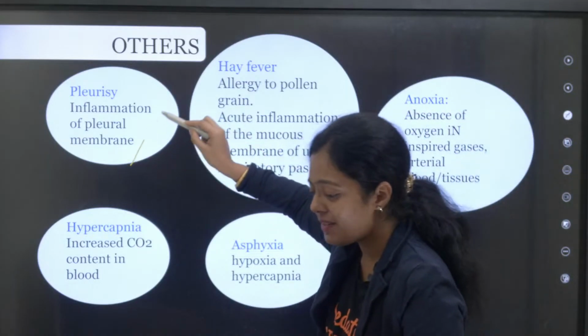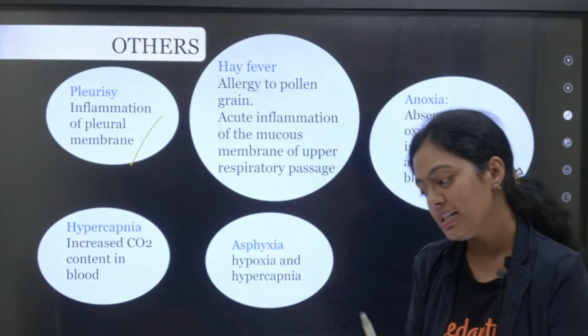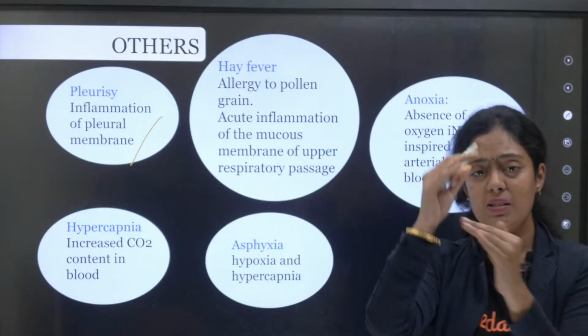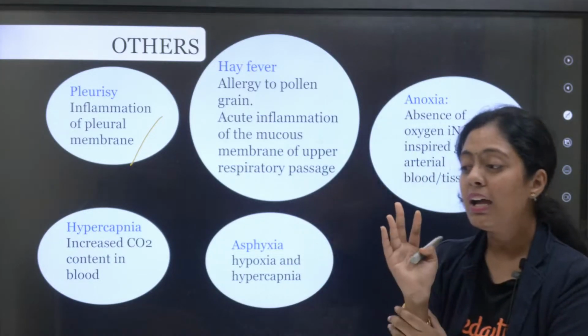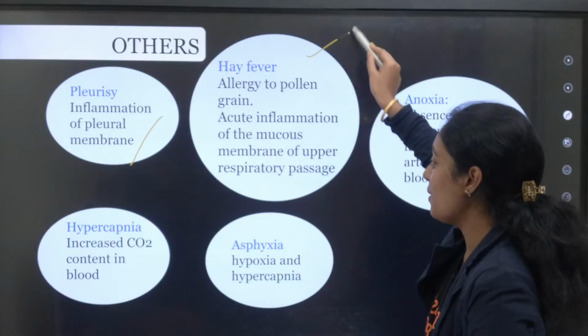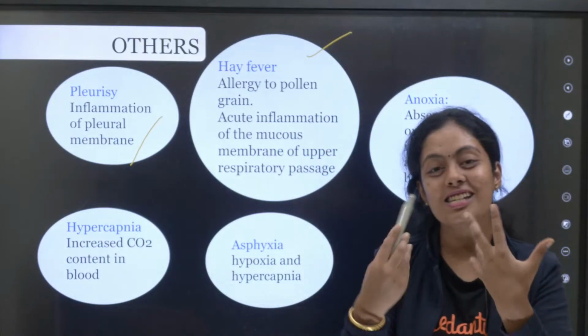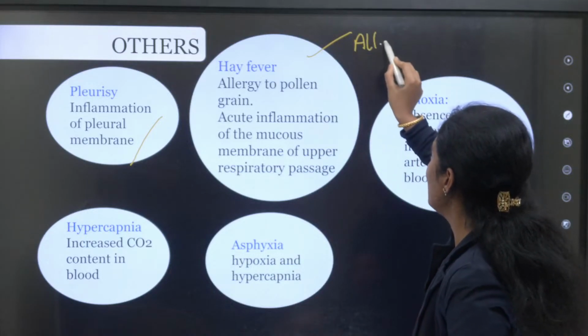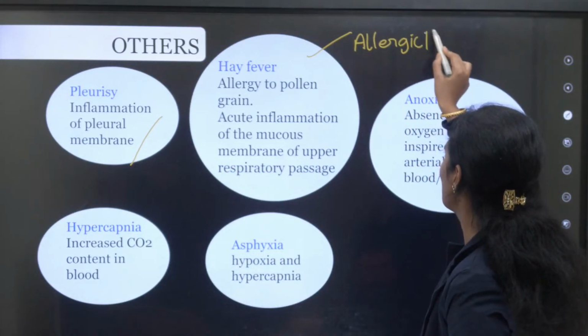What is DPT vaccine? Yes, diphtheria vaccine. What is the pleural membrane? It's a membrane that covers your lungs. Correct? Hay fever is a condition called allergic rhinitis.